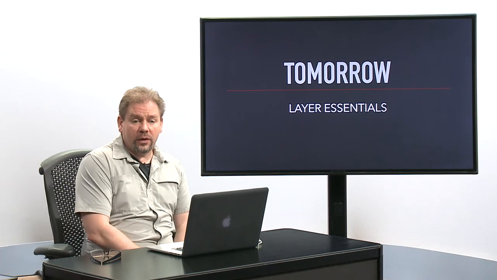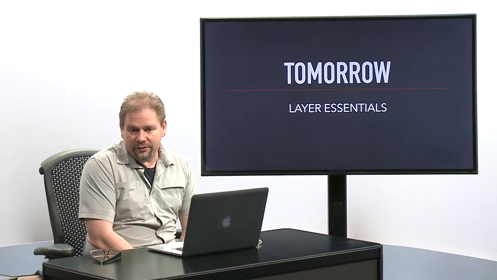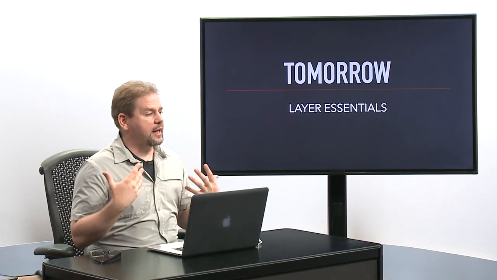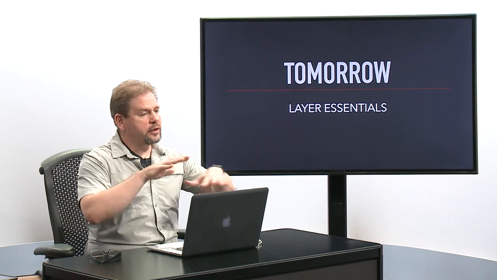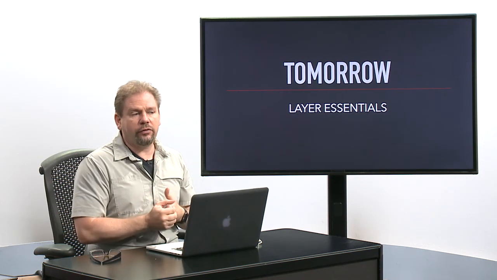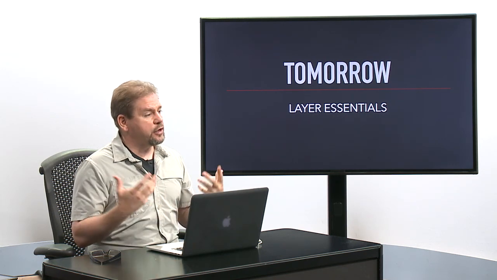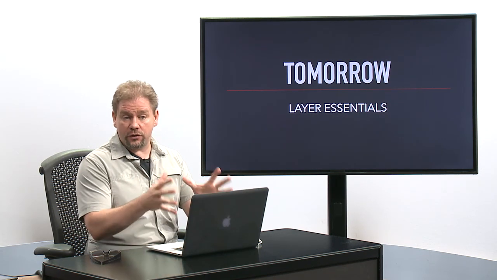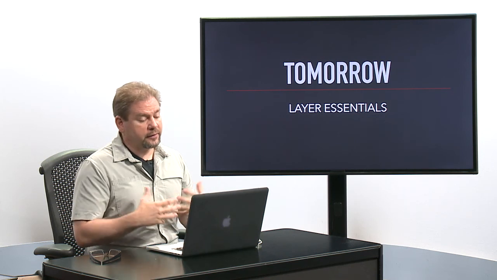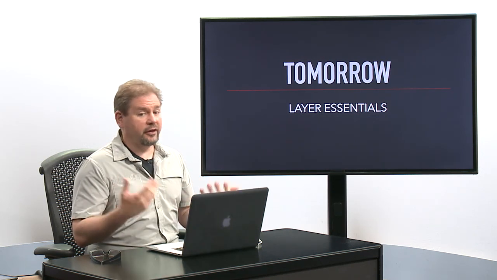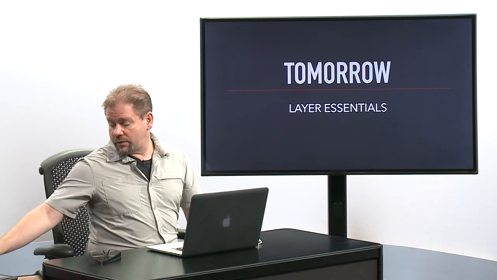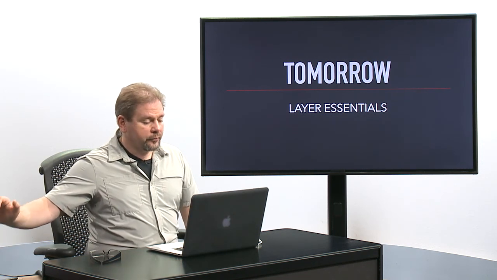Tomorrow, we're going to talk about layers. And layers is where we can have different pieces of our document kind of floating on top of each other. We can move them around as much as we want and create composite images where you combine multiple pictures together into one. It's really the basis of Photoshop. I mean, if you don't know how to use layers, you're really limited in what you can do. And so we're going to get into those tomorrow.